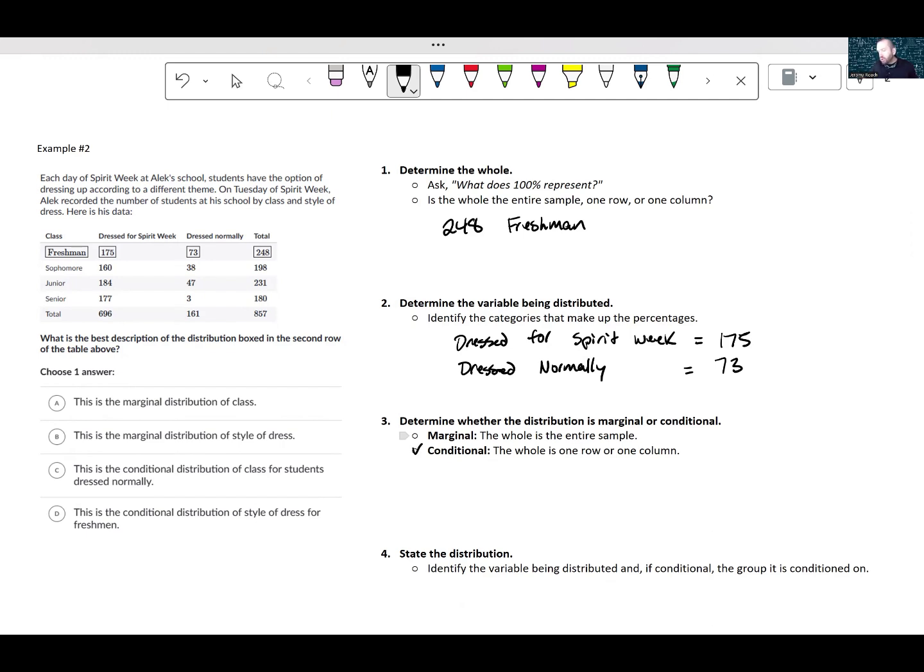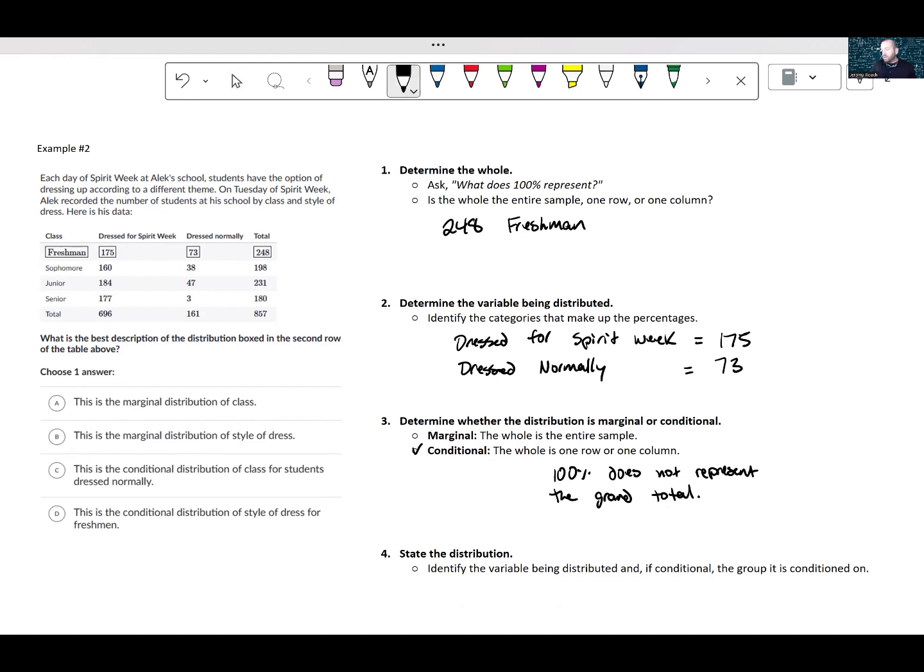The whole that we were referring to from step 1 is not the grand total. So I'm just going to write that the 100% does not represent the grand total. Okay, and now we want to figure out what the distribution is. This is a conditional distribution for the freshmen that are dressed for Spirit Week.